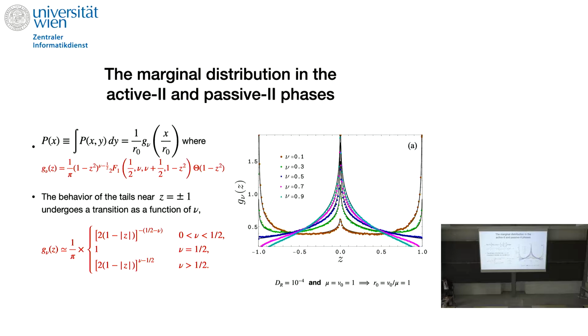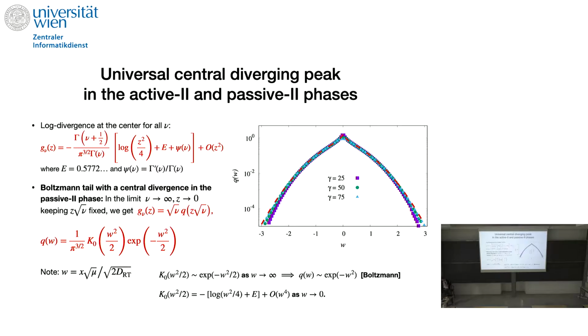So that says there is a transition from the active to the passive, but you can now look at the central part, for example in the passive phase, and the central diverging peak is given by this. You can analyze this function, and you see that there's a log divergence at the center for both active and passive cases. For the passive case, nu is very large and z goes to 0.